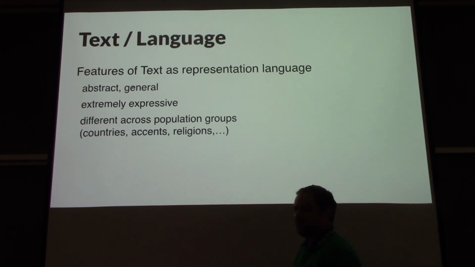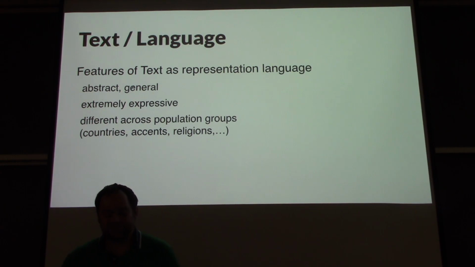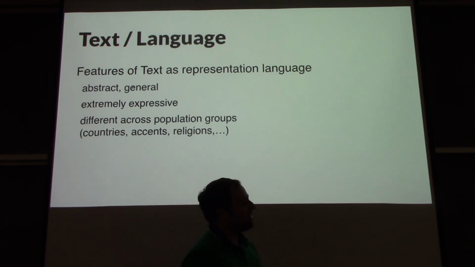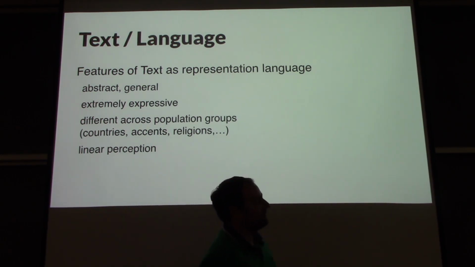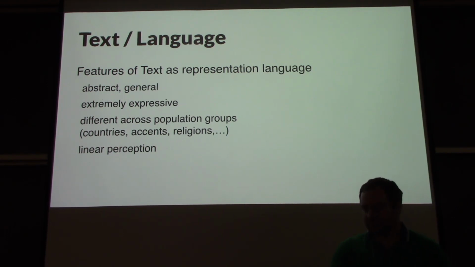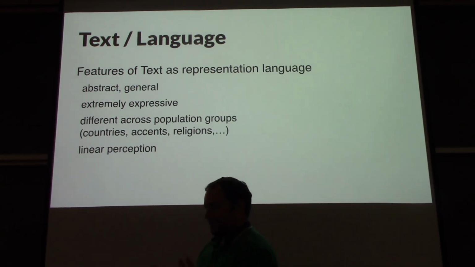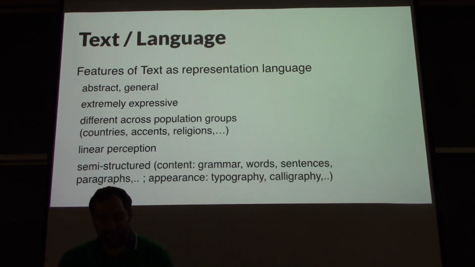It's much more expressive than visualization, because speaking or writing can ideally express every possible idea. However, it's also pretty different across population groups, countries, accents, religions, and so on. There are lots of ambiguities. One thing that is different for text and speech than for visualization is that we perceive it only linearly. We have to read from A to Z. We can skim sometimes, but mostly we perceive it linearly over time.